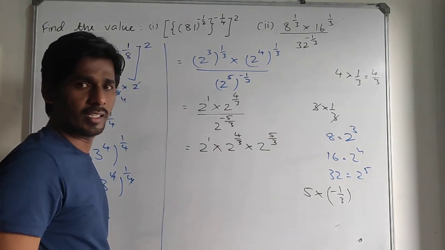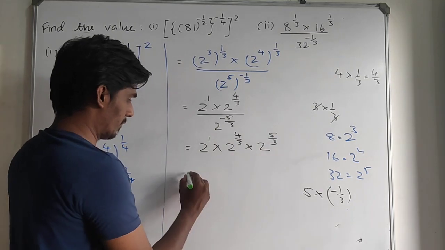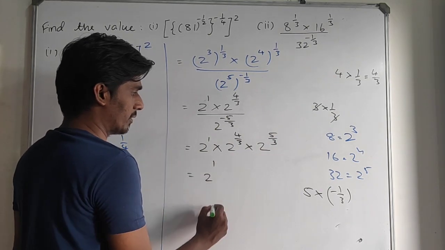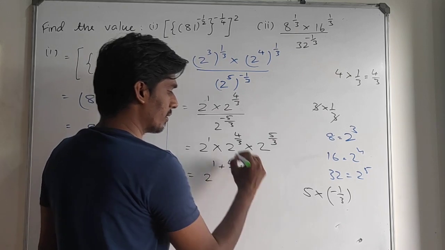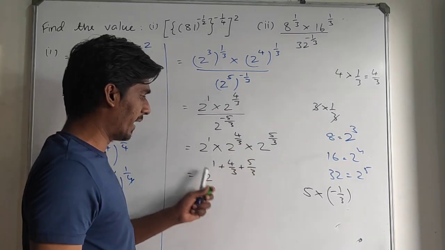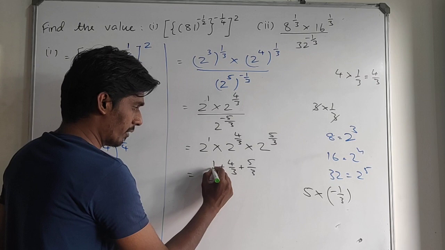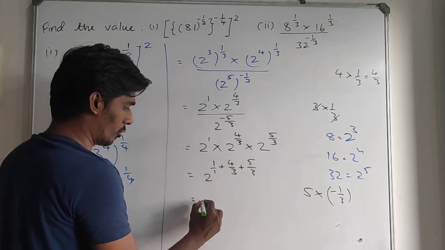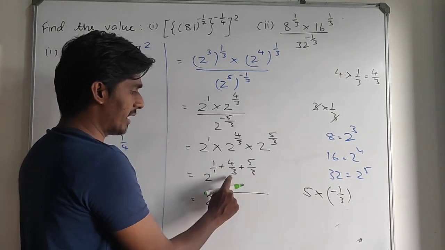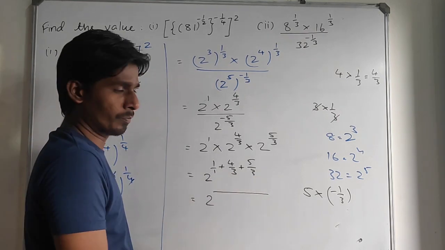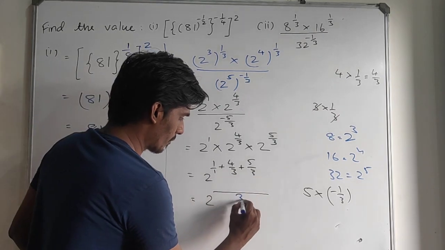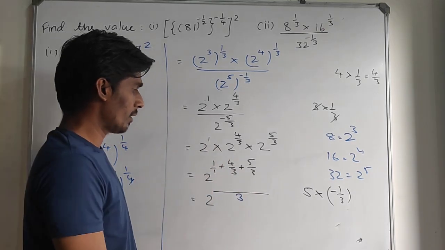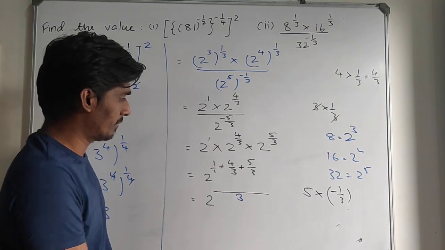So we can add all the powers. So it's 2 raised to 1 plus 4 by 3 plus 5 by 3. So now I am going to add all these powers. What is the LCM here? 1, 3 and 3. The LCM of 1, 3 and 3 is 3 itself. 3 is the LCM.